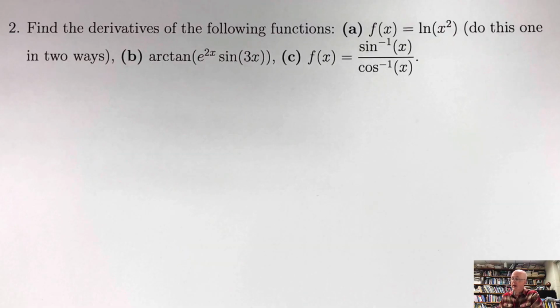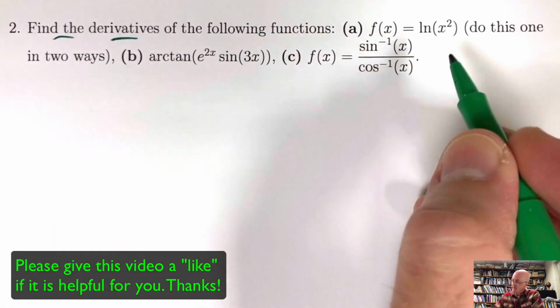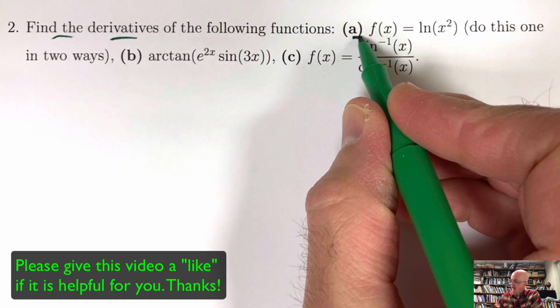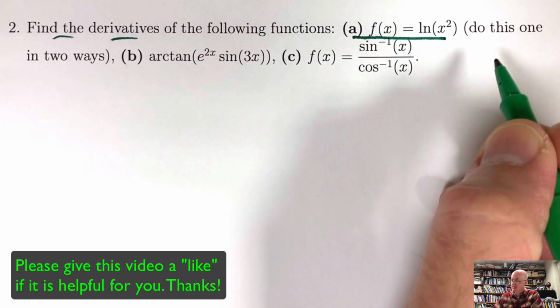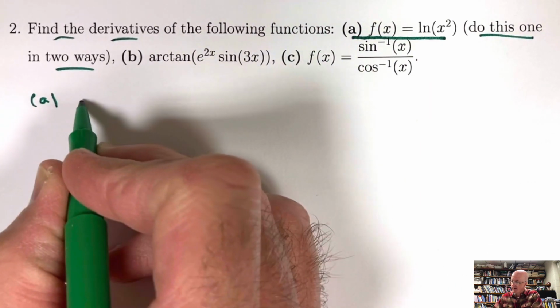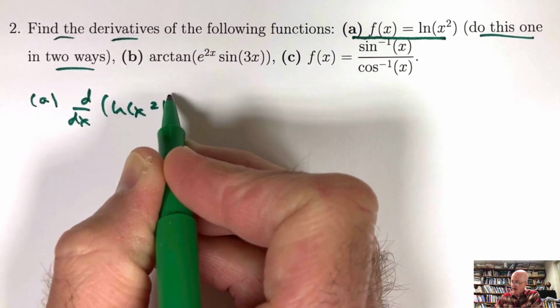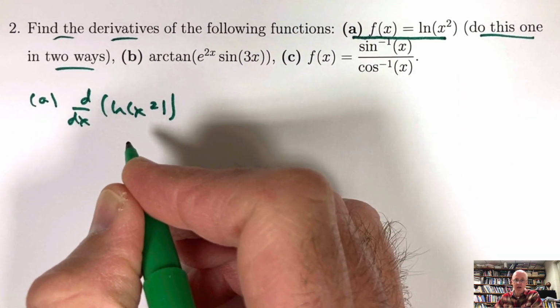In number 2, we take what we learned in number 1 and apply it. Find the derivatives of the following functions. Part A, f of x equals natural log of x squared. Do this one in 2 ways. What could I mean by that? I'll let you think about it. Let's do it in perhaps the most obvious way. Let's use the chain rule.